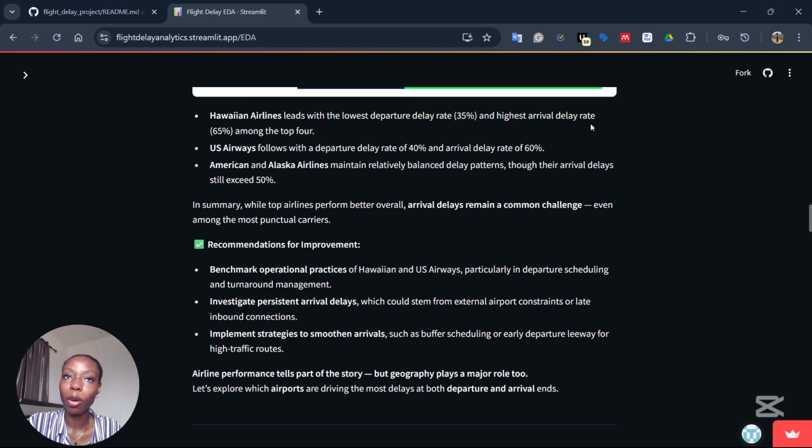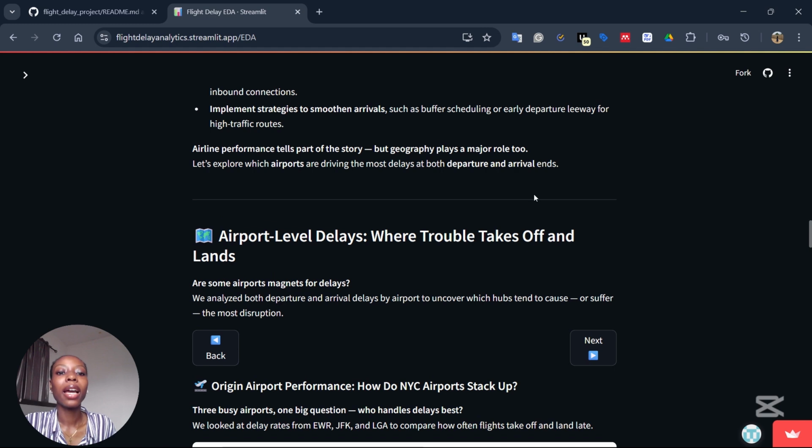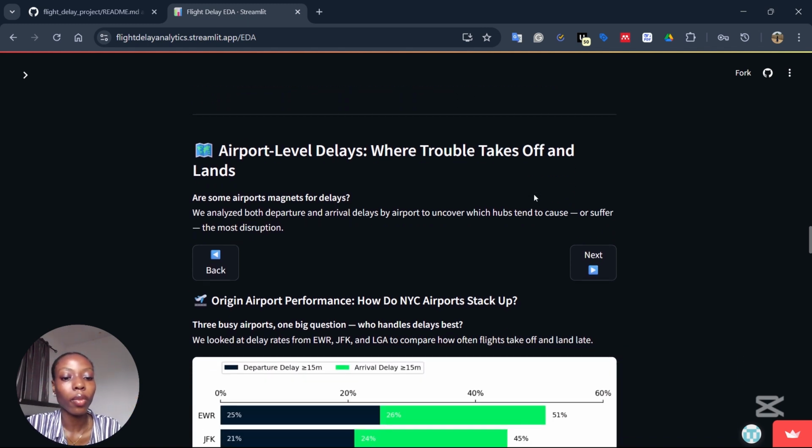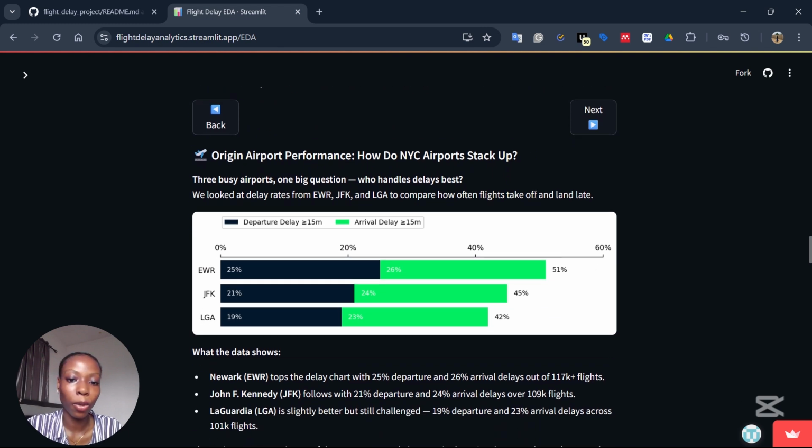Airline performance tells part of the story, but geography plays a major role too. Let's explore which airports are driving the most delays at both departure and arrival ends. Airport level delays, where trouble takes off and lands. Are some airports magnets for delays? We analyze both departure and arrival delays by airport to uncover which hubs tend to cause or suffer the most disruption. So starting with the origin airport performance, how do New York City airports stack up?